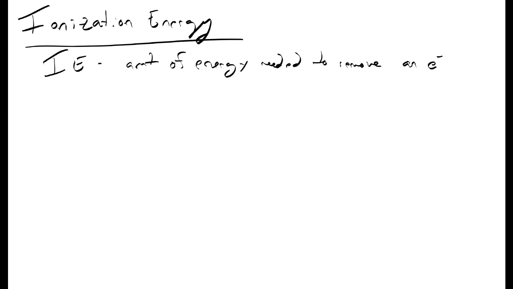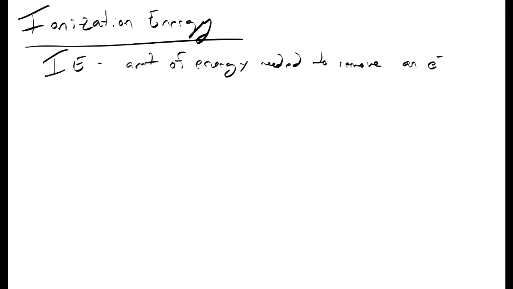Next up, we have ionization energy, or IE. Ionization energy is the amount of energy needed to remove an electron. Once again, we can explain this in terms of effective nuclear charge.